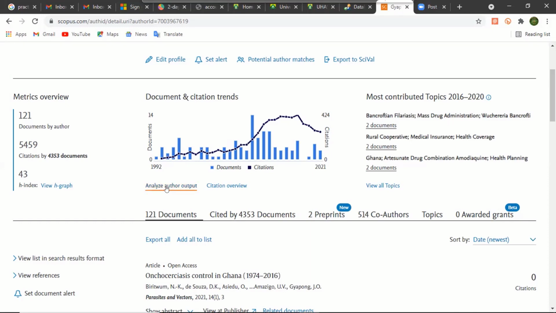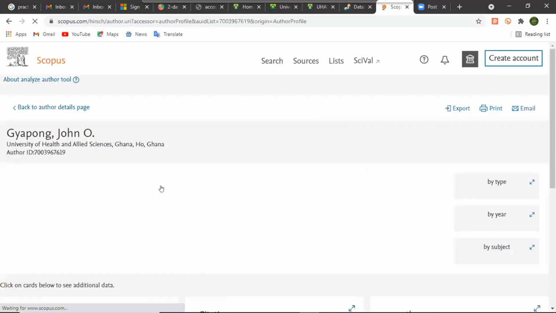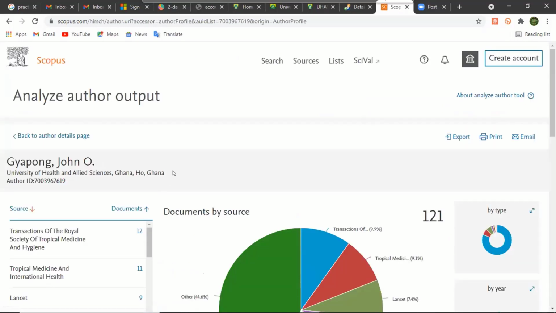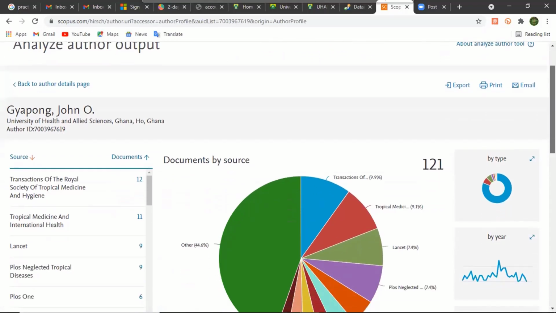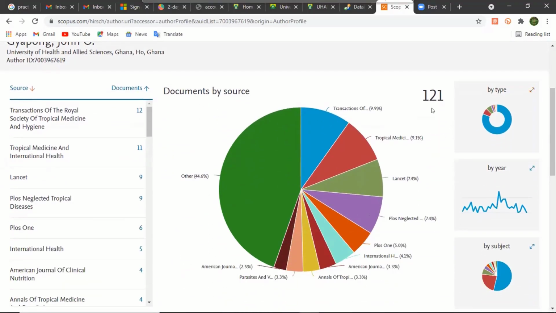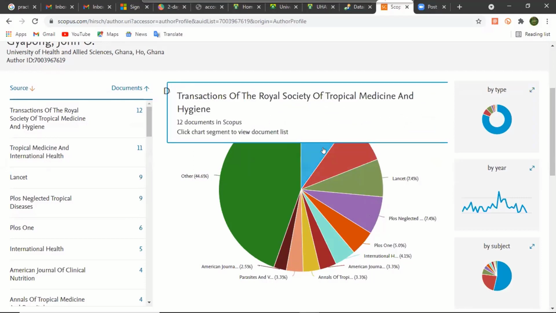So under here, you can see there are two links. One says Analyze Author Output, the other one says Citation Overview. Let's check the Analyze Author Output and see what it tells us about Professor Japon. All right, so this gives us a fuller description. It tells you his name, then the Scopus author ID. This is the ID that Scopus has assigned to this particular author, and this is his affiliation, University of Health and Sciences, Ghana Ho. All right, then we have seen the pie chart telling us his full story, 100%. He has 121 publications that are indexed by Scopus.